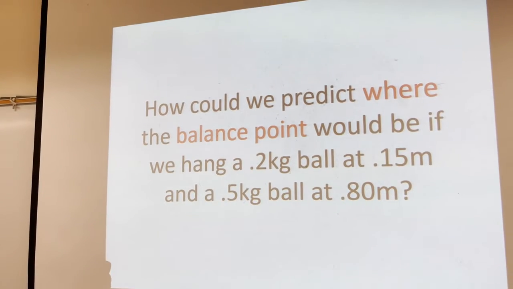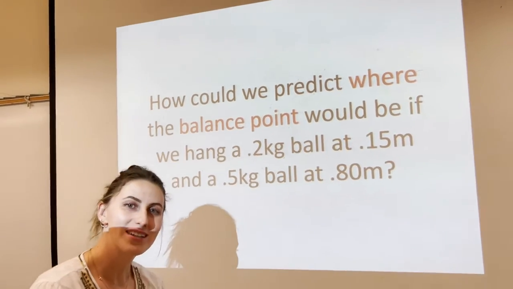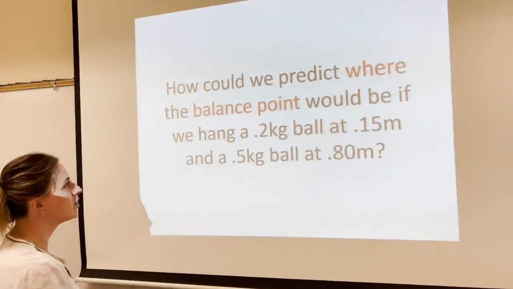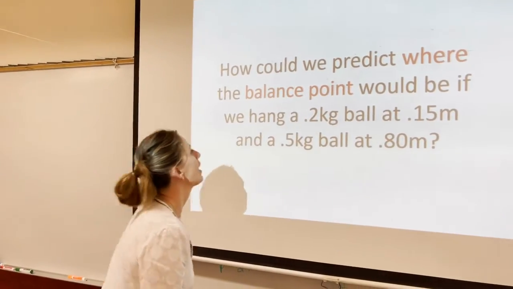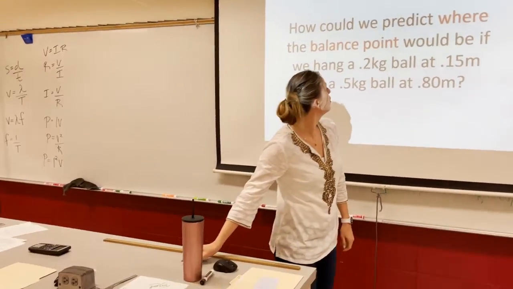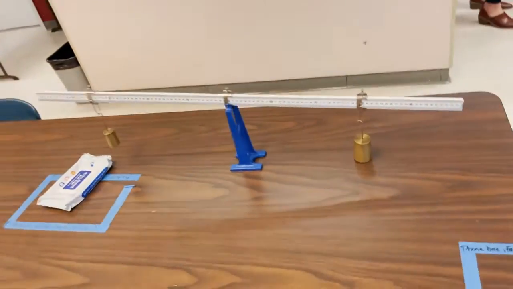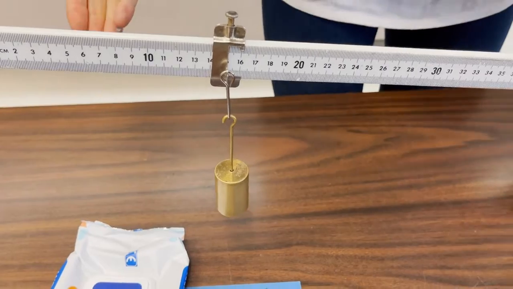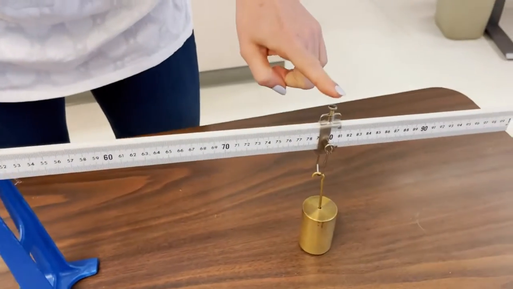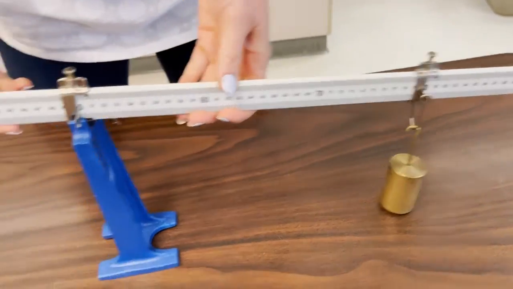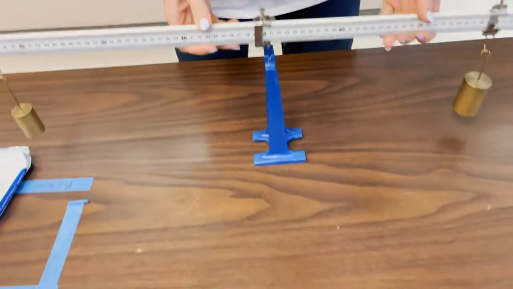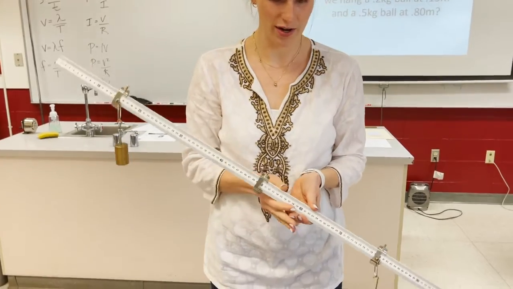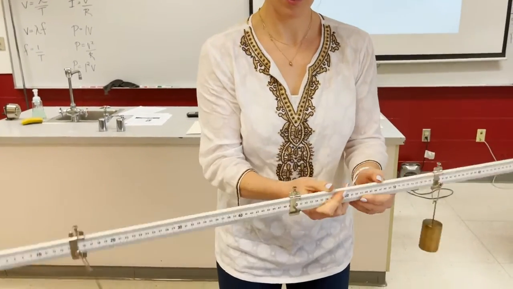Okay, so this is something completely different, a new concept, a new topic. How could we predict where the balance point would be if we hang a 0.2 kilogram ball at 0.15 meters and a 0.5 kilogram ball at... So here we've got a meter stick with 200 grams at 15 centimeters and half a kilogram at the other position, and it's obviously not balanced in the center. So how could you find the balance point? I'm not going to move that way. It won't work. So I'm going to go ahead and move this way. Whoa, this is hard to hold.